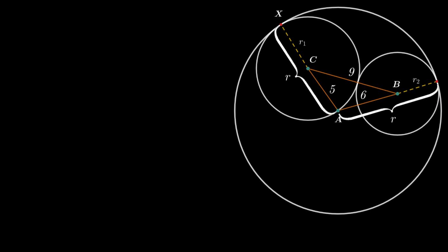biggest circle, correct? Since AC equals 5 from our initial conditions, then this line segment is R1 plus 5, and since AB equals 6 from our initial conditions, then this line segment is R2 plus 6, and since these line segments are equal, then we have R1 plus 5 equals R2 plus 6, correct? So we solve for R1, and we get R1 equals R2 plus 1. And this is our first equation.